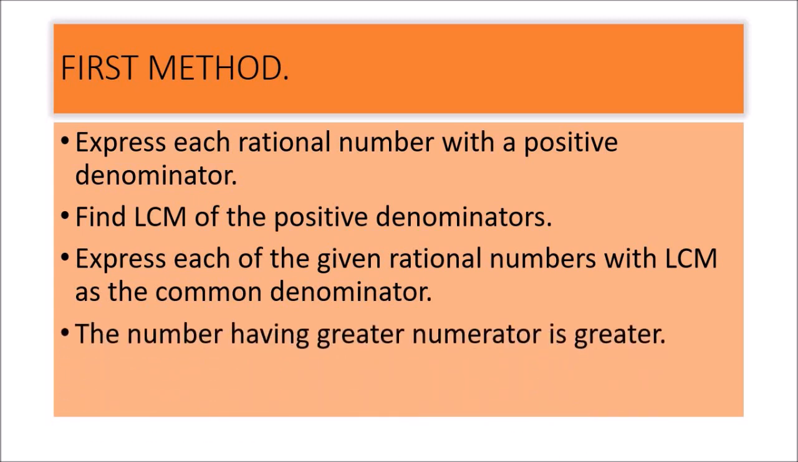And the last step is that the number having the greater numerator is greater. We know that whenever we have two or more rational numbers with a common denominator, the number having the greater numerator will be the greater one. So this way we can compare two or more rational numbers.